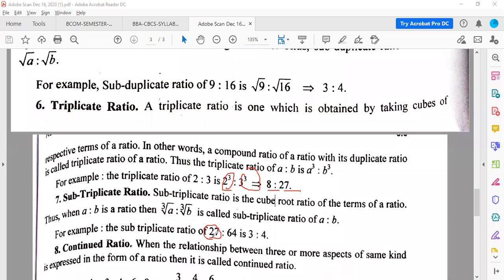What is the subtriplicate ratio of 27? It is 3. Why is it 3? 3 cube is 27. 3 threes are 9, 9 threes are 27. Then 4 fours are 16, 16 fours are 64. So that is why 64 is there. Understood? Understood triplicate and subtriplicate ratio?